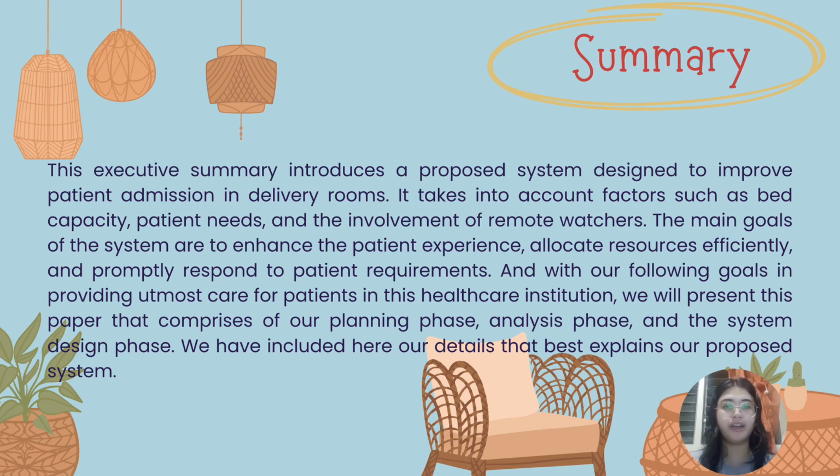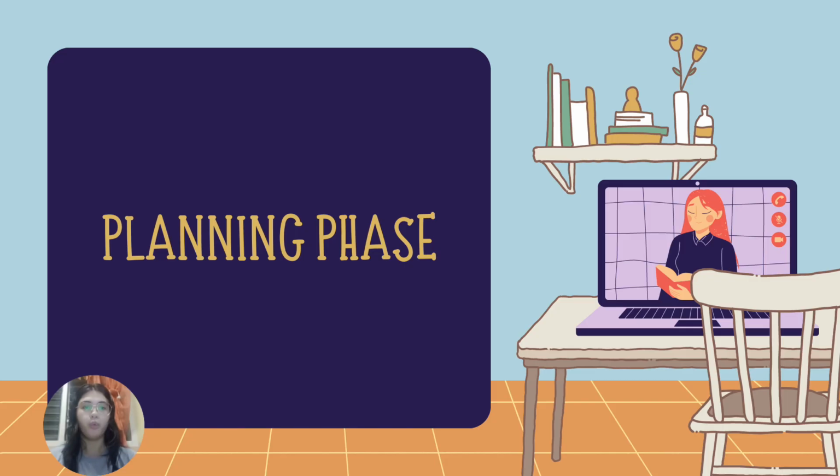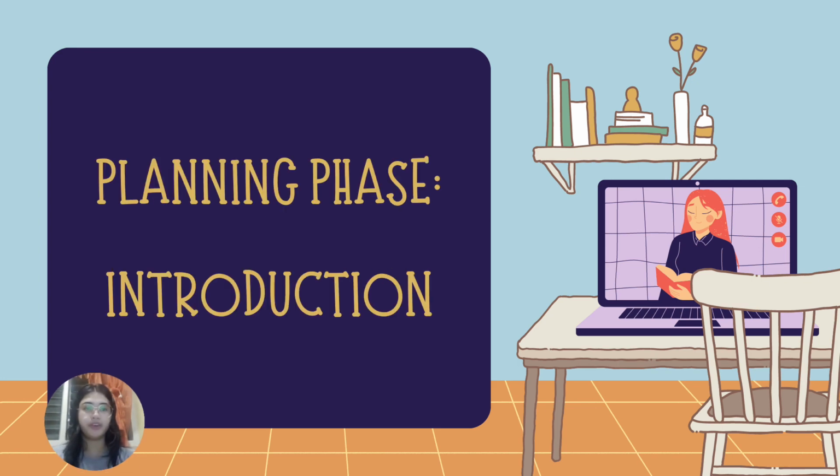We have included here our details that best explains our proposed system. We will begin with our planning phase, which comprises the introduction, statement of the problem, proposed system, the objectives of the proposed system, significance of the proposed system, and the scope and limitations of our proposed system. Let us start with the first part of our planning phase, which is the introduction that will provide the audience with an introducing idea of our presentation.